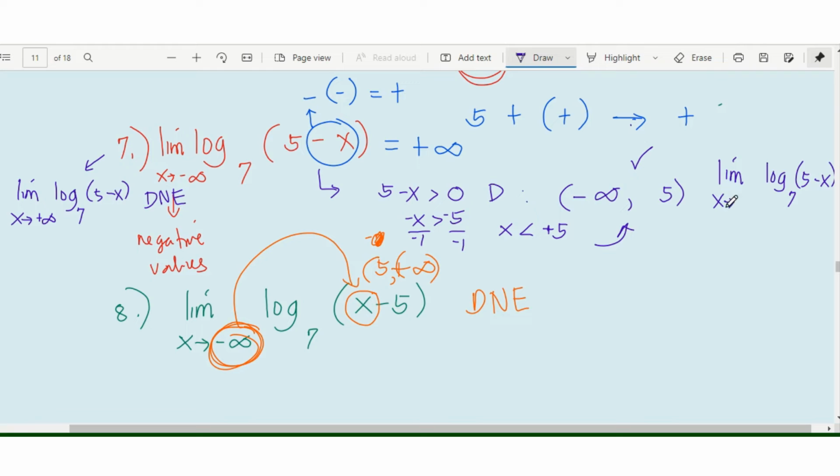So x keeps on approaching 5. Is it right or left? Tandaan mo, right of 5 ay hindi pwedeng gamitin dahil yun ang sinasabi ng domain. Ibig sabihin, left of 5 lang. And your answer here is negative infinity.